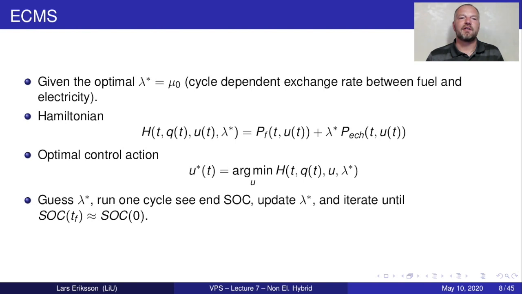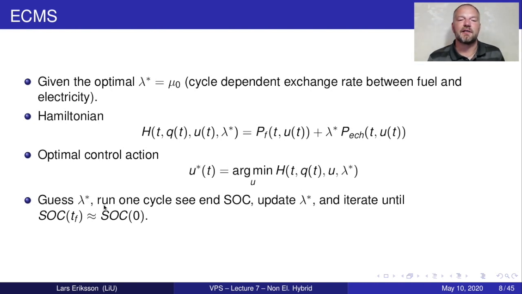In your hand-in assignment you will work with the ECMS, which is another name for using the Hamiltonian. You are given the optimal lambda and you set up the Hamiltonian for your system where you have the fuel power and you have the electric power, and then you take out the optimal control action as a minimization of this. You guess what the optimal lambda is.